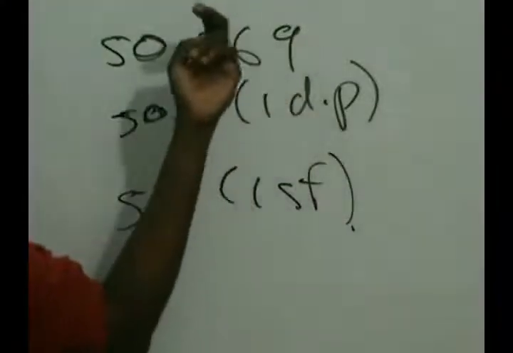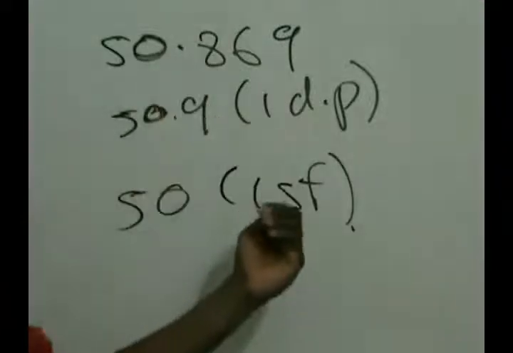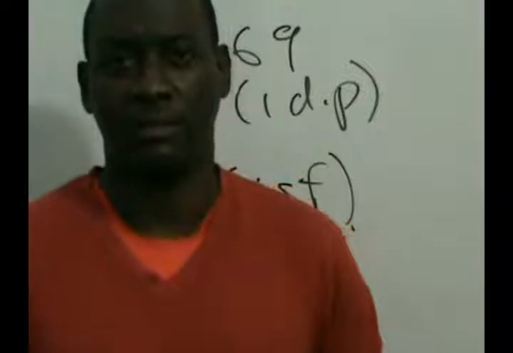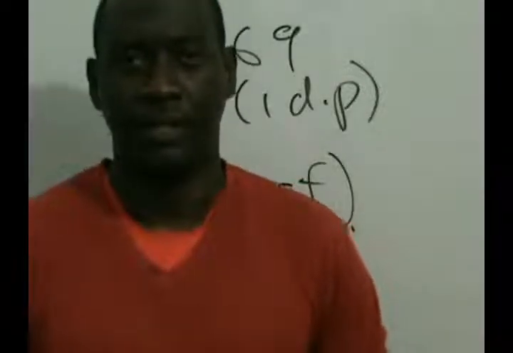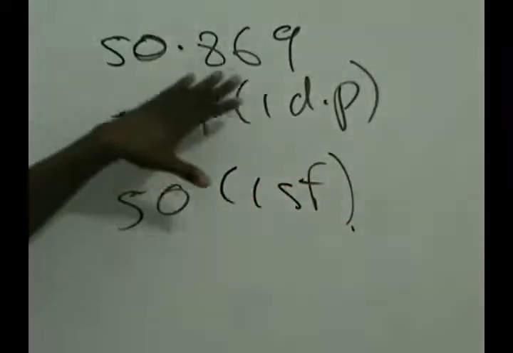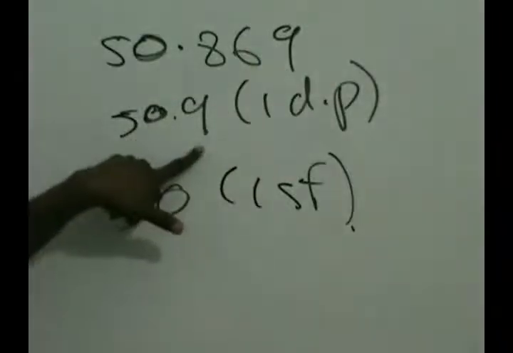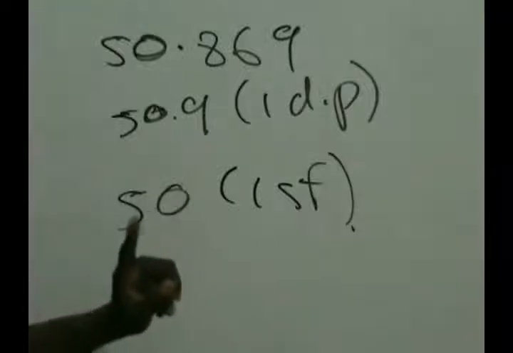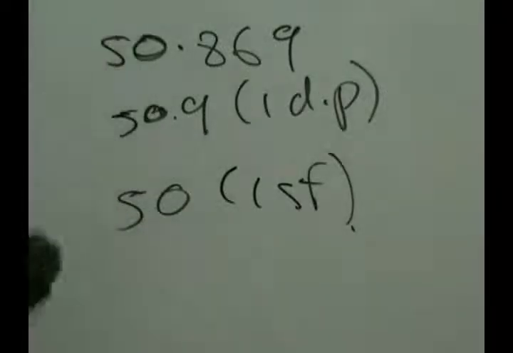50.869 to one significant figure could only be 50. Can't be anything else. Alright? Good. So 50.869 is 50.9 to one decimal place, and just 50 to one significant figure, because this is a 5 and that is 0.